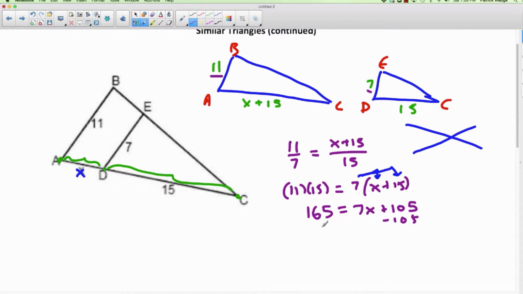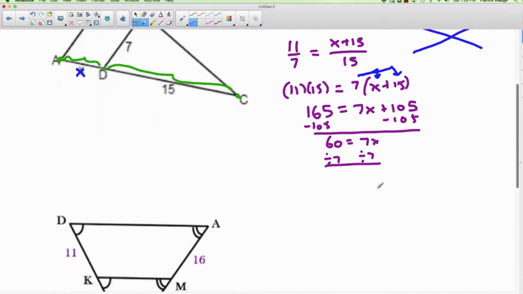I'm going to subtract 105 from both sides, which leaves me with 60 here, 7x there. Then last step, this is 7 times x, so I'm going to divide by 7, divide by 7. You get 60 divided by 7. Does it work? Can you do that? No, you can't. So do you remember what I told you to do? Just leave it: 60 over 7 equals, the 7s cancel, you're left with x. We did it. We figured out how much this distance is right here.